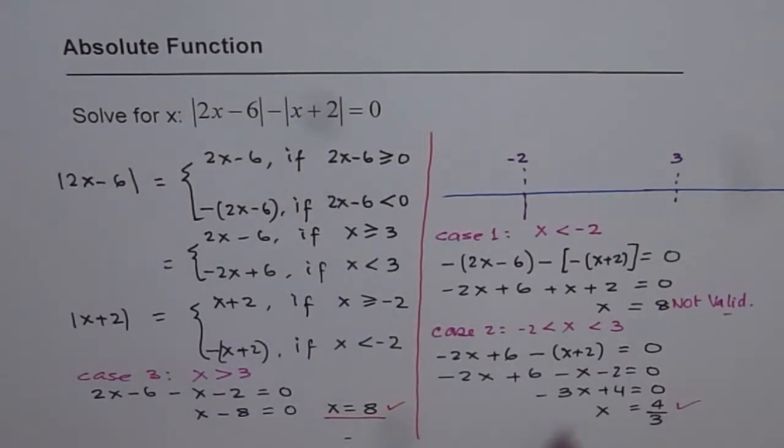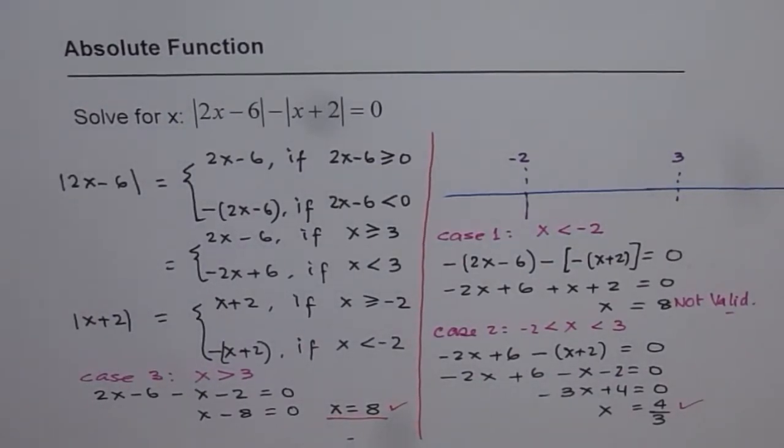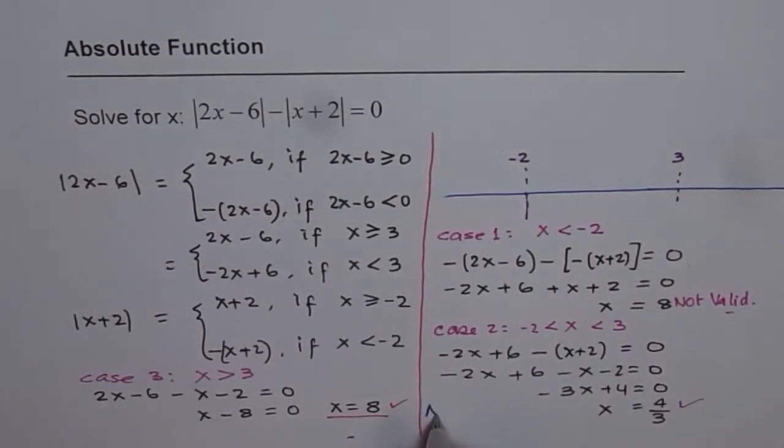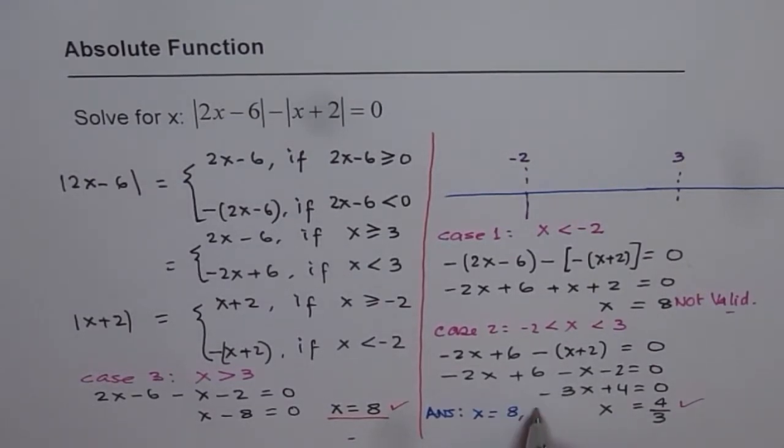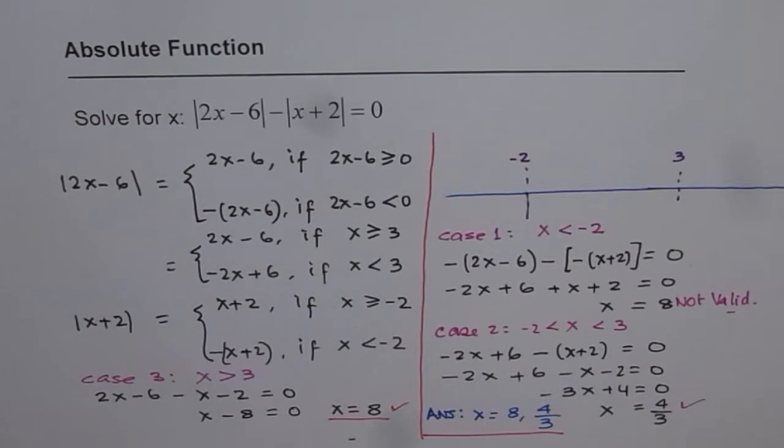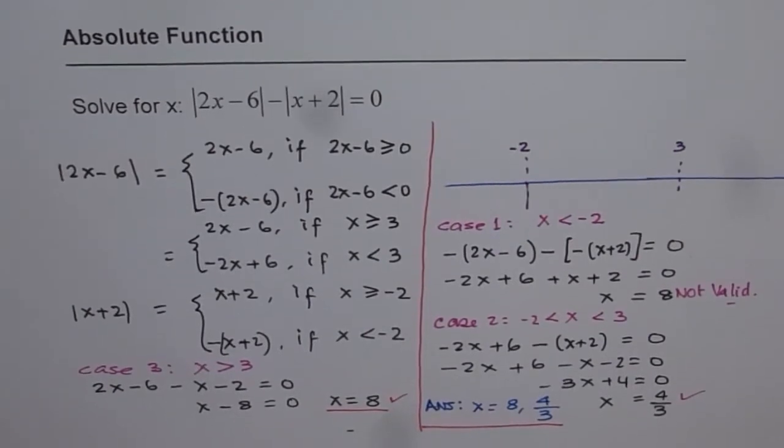So we get two solutions for our equation, and therefore we can write down our answer. And our answer now is x is equal to 8, or x is equal to 4 over 3. So that becomes the solution set for the given equation, right? So I hope you understand the method and you appreciate how we did it. Now let's go through it once again.